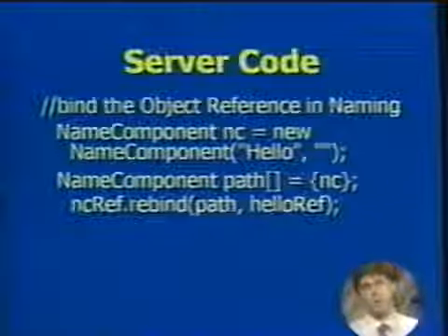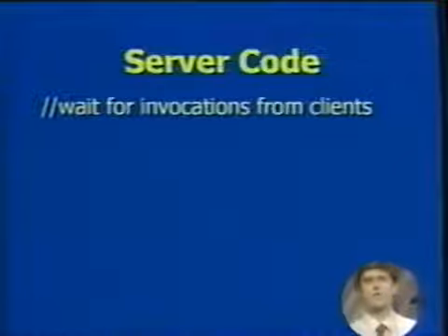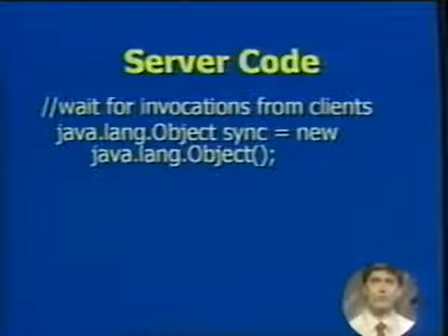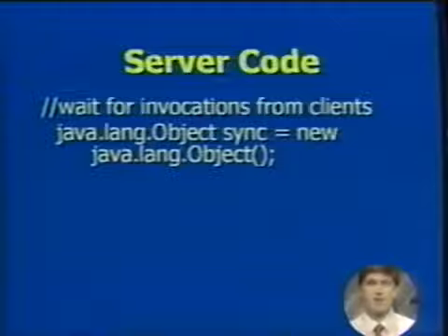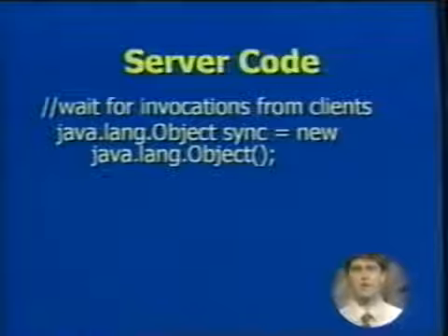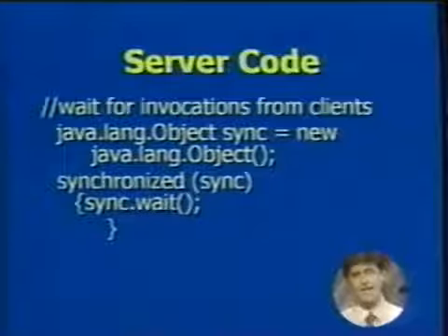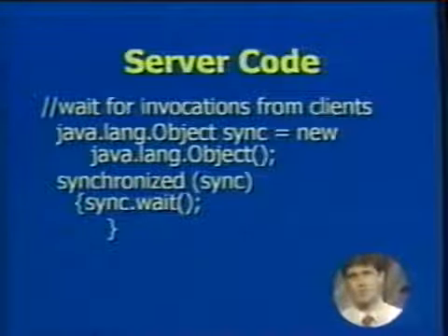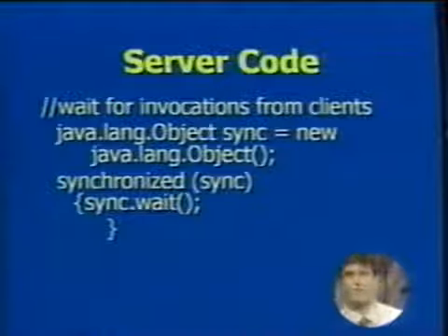Now, we need to set up our code for waiting for our client invocations. First of all, we're going to create a sync object. Basically, this is used for just marking pieces of Java code. This is a standard Java convention for synchronizing code that's not necessarily directly in a method call. So we're just going to create a java.lang.Object sync, which equals a new java.lang.Object. We're going to say synchronized sync, which gives us the synchronization methods. And then we're going to put a sync.wait in there that causes the thread to wait.